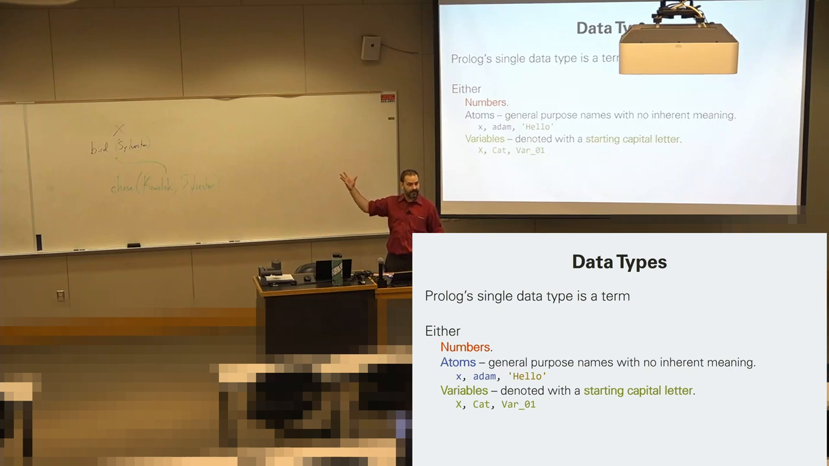Because variables are uppercase. This is a little bit of a swap between what my slides are doing, and I'm trying to warm you into this. But a capital X, that's a variable. Capital Cat, that's a variable. Capital Var with an underscore, variable. Again, you know what a variable is. I mean, I hope, right?